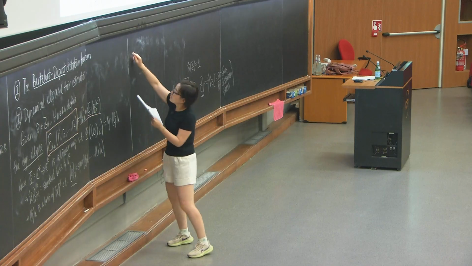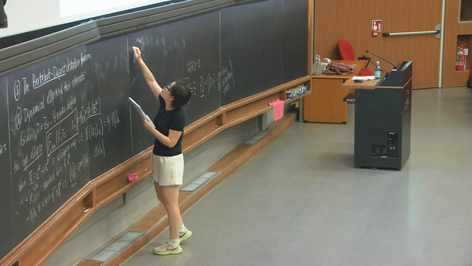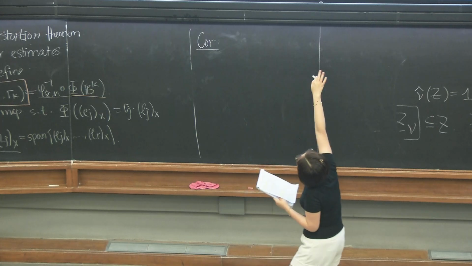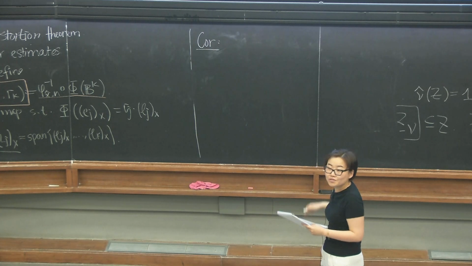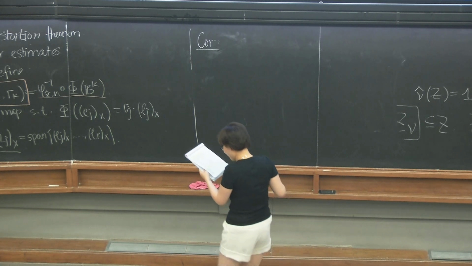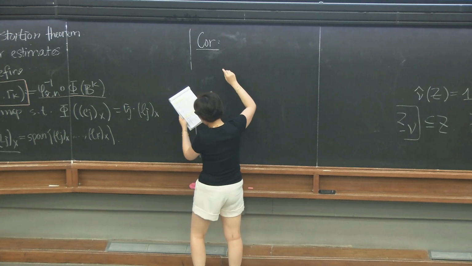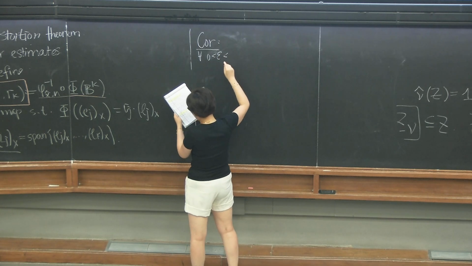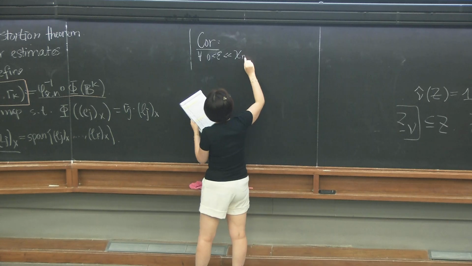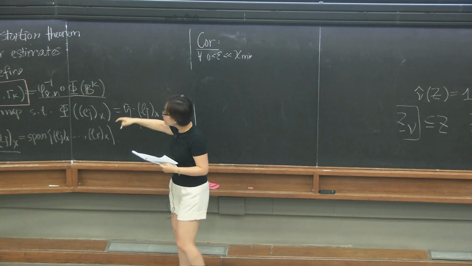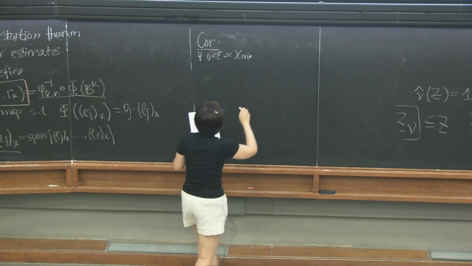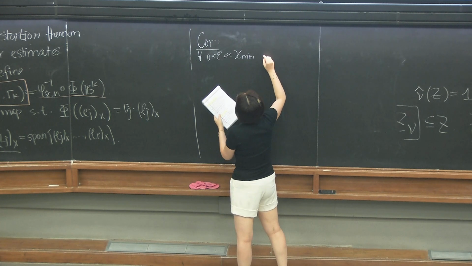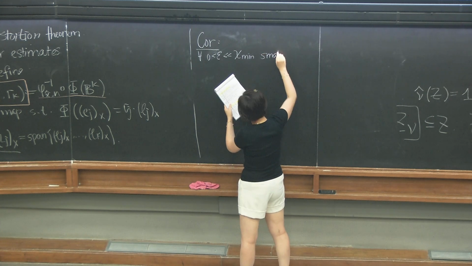Okay, so I want to write this as a corollary. So this is a direct corollary of this distortion theorem, except you need to do a lot of computation. So corollary: for any epsilon bigger than 0, but much smaller than the smallest Lyapunov exponent, which is this L, anyway, the smallest Lyapunov exponent. So epsilon is sufficiently small.